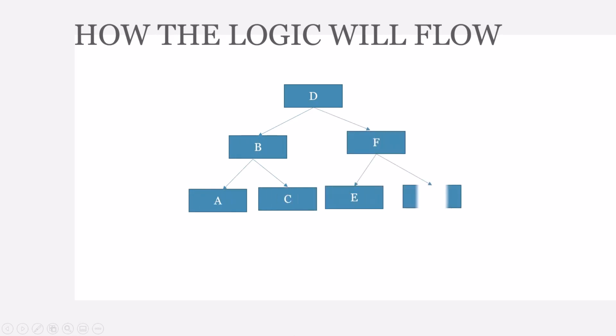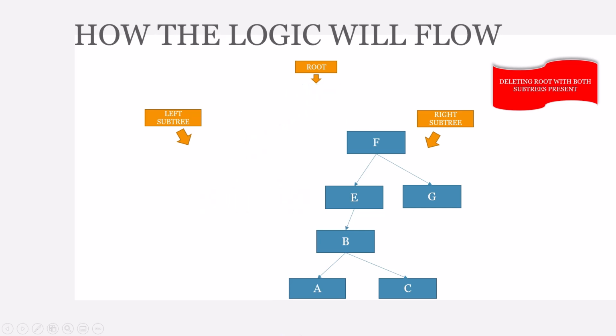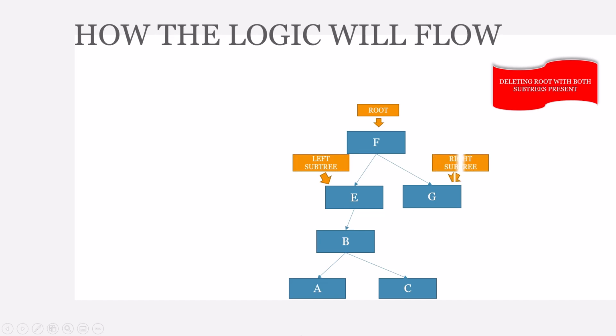This is our tree before deletion. So our root, left subtree, right subtree. Deleting the root again with both subtrees present. So what we would do is we would take this entire left subtree and attach it here, right? And then of course we could save this particular node before releasing the root. So now we would have a new root, and of course our left subtree and our right subtree, right?